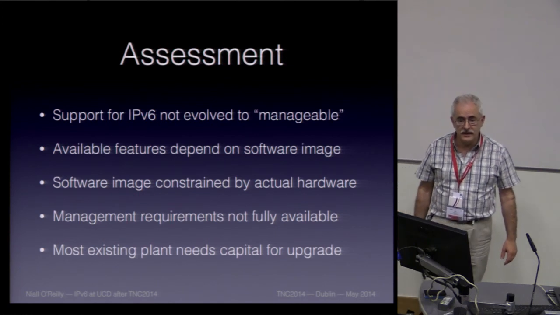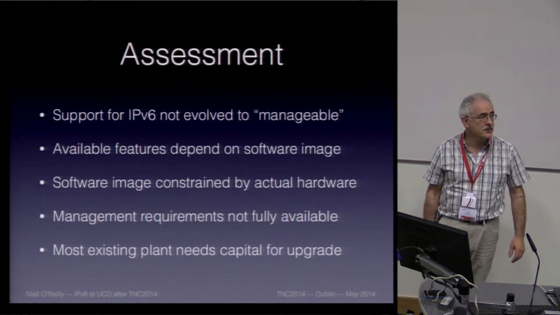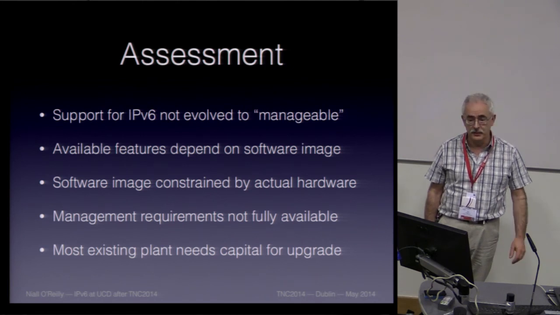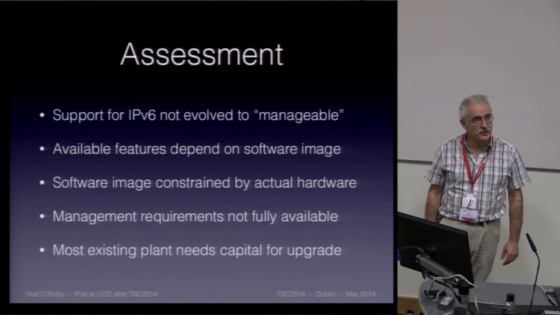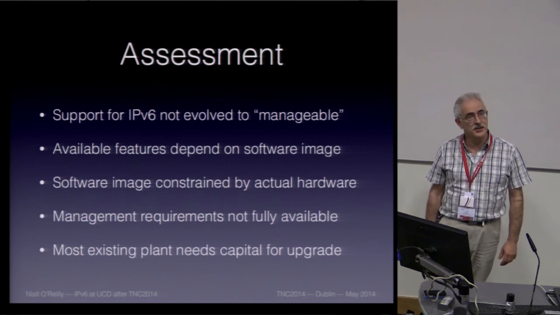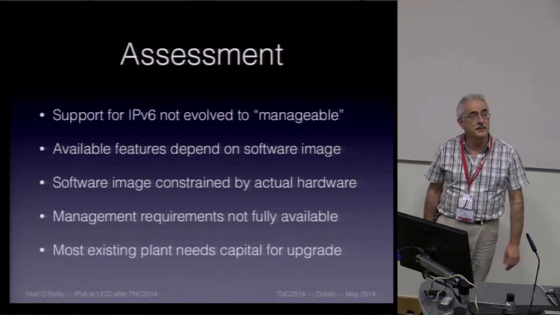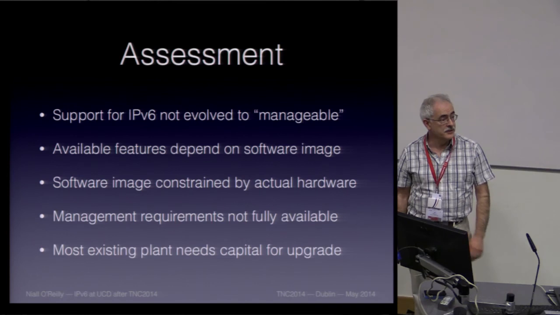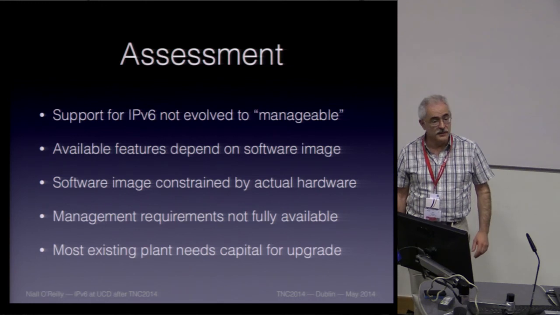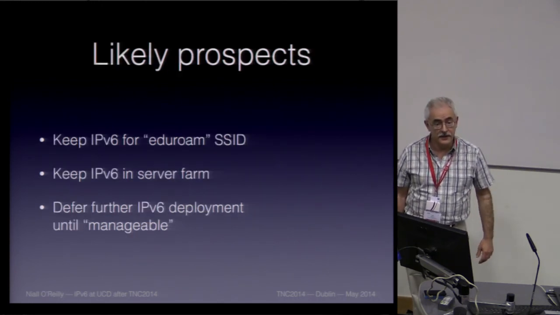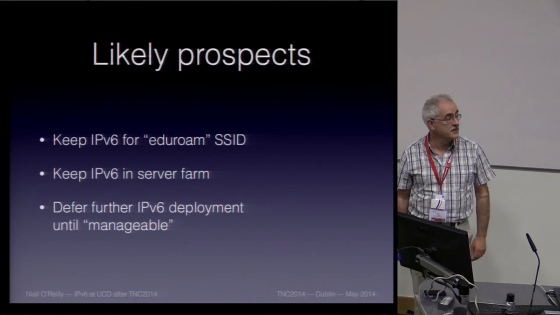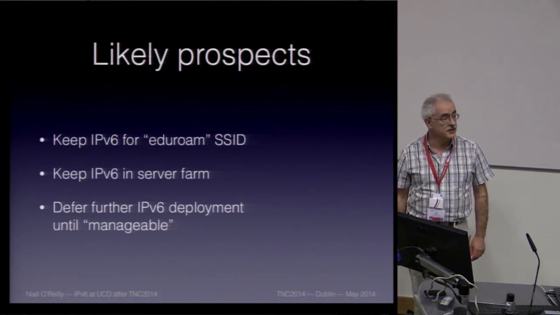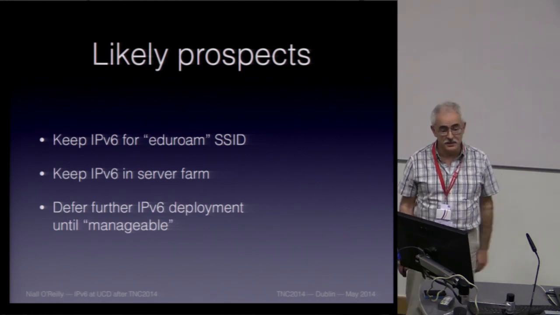And so what we think is that the support for IPv6 hasn't really yet evolved to a state where it's truly manageable, because the features depend on the software image you can run, the software image depends on which box you actually have available, and so you can't necessarily meet your management requirements. And in our case, if we want to deploy v6 across the rest of the campus, other than in this building and in the O'Reilly Hall and on the wireless, we're going to need to spend a lot of money. And what I think we're going to do is we'll probably keep IPv6 for eduroam, we'll probably keep IPv6 in our server farm, and we'll defer further IPv6 deployment until it seems to be manageable.